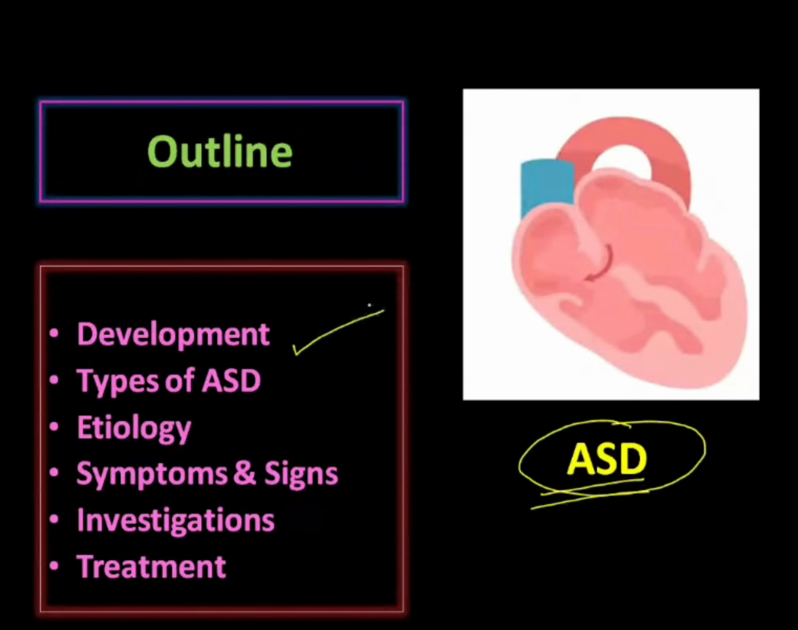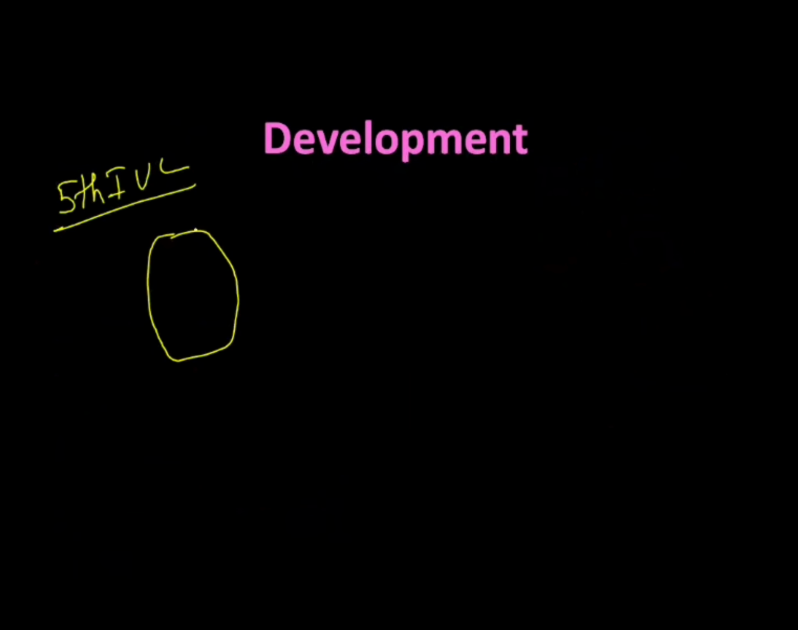First, when we discuss the development, by the 5th week of intrauterine life, the heart is present as a single chamber. Later on, your interatrial septum and your interventricular septum are formed, and you have the valves which divide the heart into 4 chambers: your right atrium, left atrium, right ventricle and left ventricle. So this is how the heart is going to be formed. How this interatrial septum is formed is what we are going to discuss today.